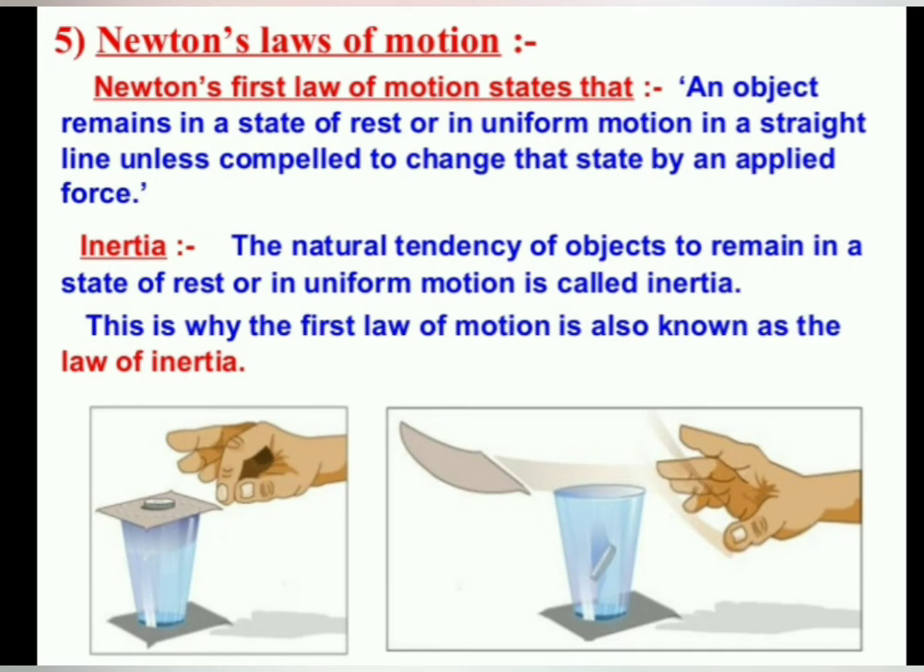Now, it is also called inertia, the natural tendency of an object to remain in a state of rest or in uniform motion is called inertia. Here, the natural tendency of the object is to remain at rest in its position because of inertia. If the object is in continuous uniform motion unless a force is applied, that is also called inertia. So this is why the first law of motion is called the law of inertia.